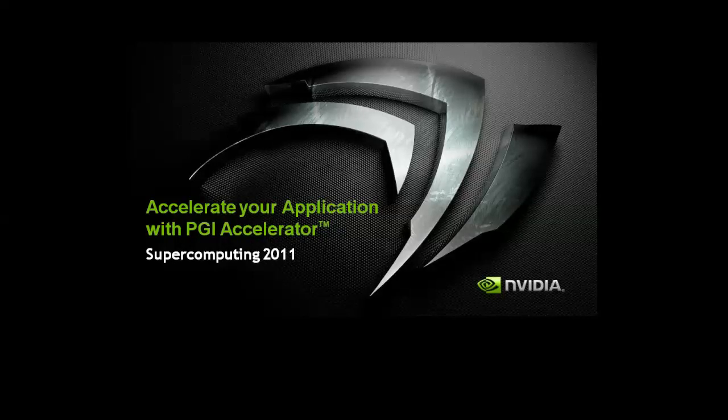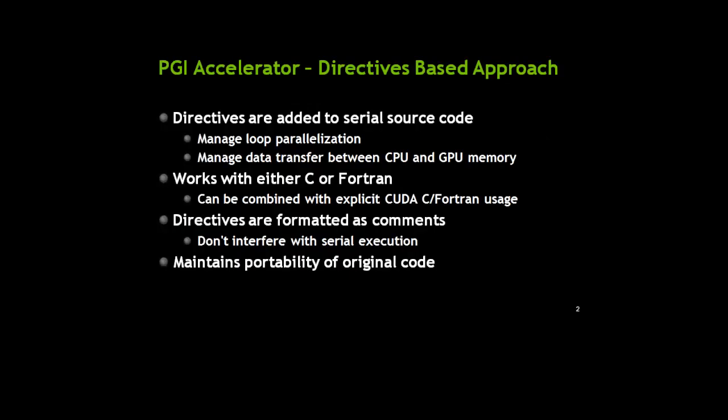I'm here today to talk to you about how you can accelerate your application with the PGI Accelerator compiler. PGI Accelerator gives us a directive-based approach to parallelizing your code. What this means is that you can take your existing sequential source code and add some directives to the code, which are basically hints to the compiler. This allows you to tell the compiler how it should go about parallelizing the loops that you have in your code, and you can also tell it how it should go about managing data transfer between the CPU and the memory of our GPU accelerator.